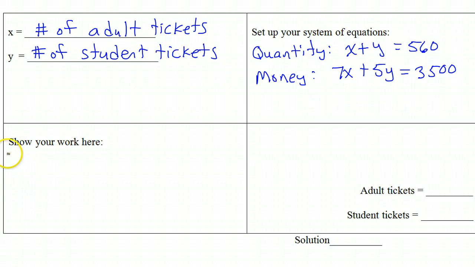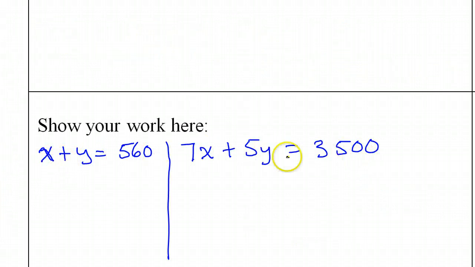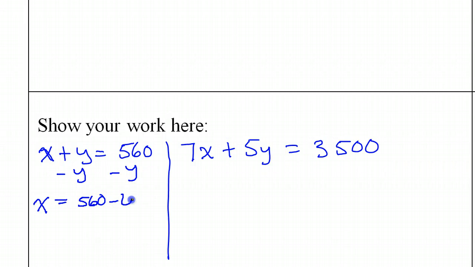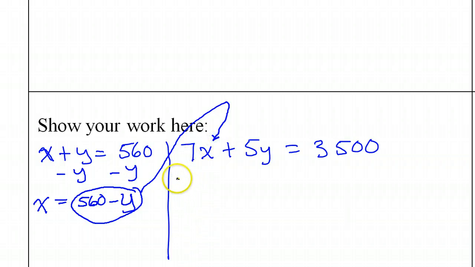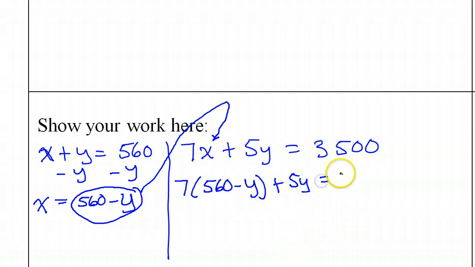Here's the idea. I would set it up horizontally, sort of like this. We need to get one of these variables by itself. It really doesn't matter which. So I could subtract Y from both sides, say. So that'll leave me X equals 560 minus Y. So then I could take this and substitute it in for X right here. So that's going to give me 7 times 560 minus Y, plus 5Y is equal to 3,500. Got to do a little distributive property here.